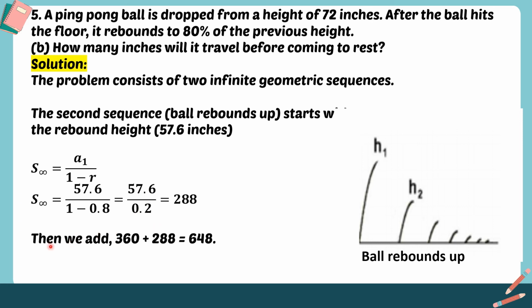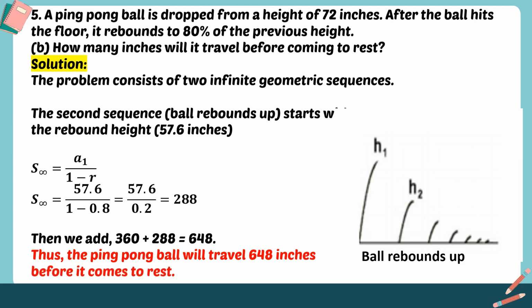So, from sa first solution natin kanina na 360 starting from the initial height na 72, i-add natin ngayon yung kanyang total height sa pag-rebound na 288. So, pag in-add mo yan, that is equal to 648. So, it means yung ping-pong ball ay magta-travel ng 648 inches hanggang sa siya ay tumigil sa pagtalbog.